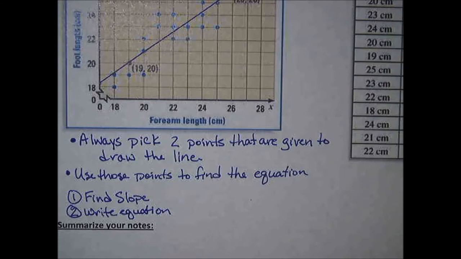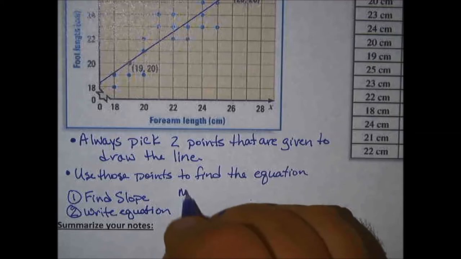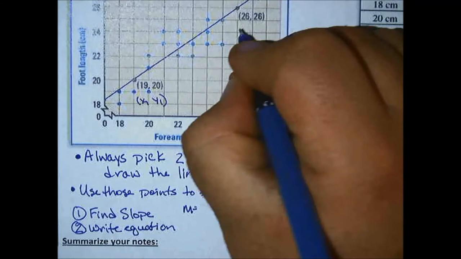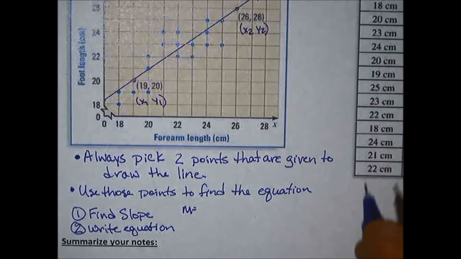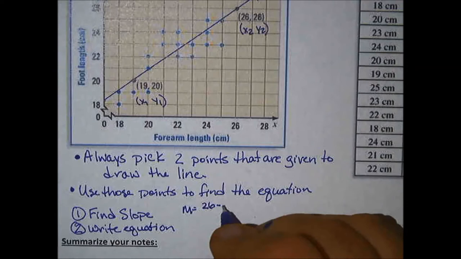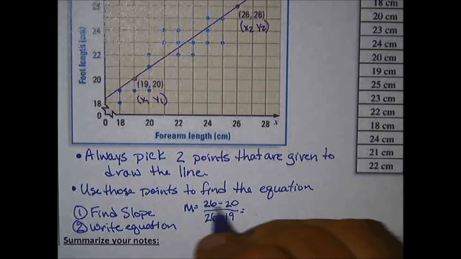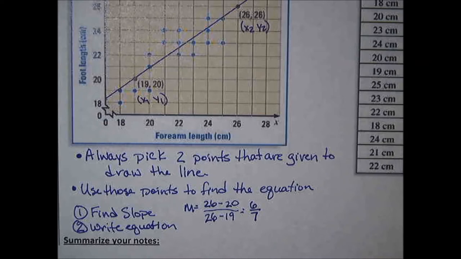So let's find the slope first. Hopefully you remember that slope equals y2 minus y1 over x2 minus x1. I'm going to use this as my ones, and this is my twos. Okay, so I have 26 minus 20 over 26 minus 19. Excuse me. So 26 minus 20 is 6, and 26 minus 19 is 7. So my slope is 6/7.